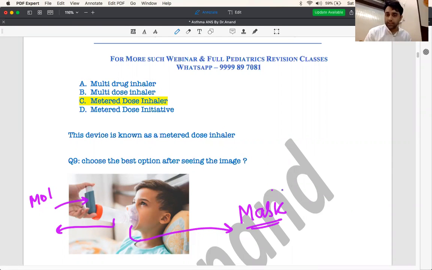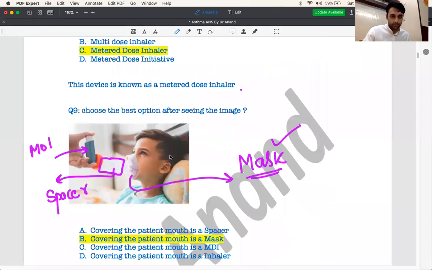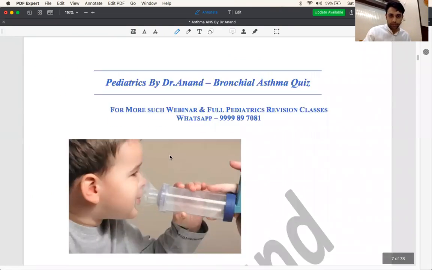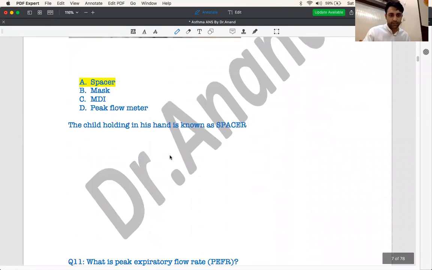Yes, so it's nothing but the mask. Okay, and then what is this white? What is this? It is nothing but the spacer in the center, for better aerosol therapy, for better drug delivery, for better results in children also, right? Basics I'm telling you, which are very important. Okay, next. This part is over. It's nothing but the spacer.